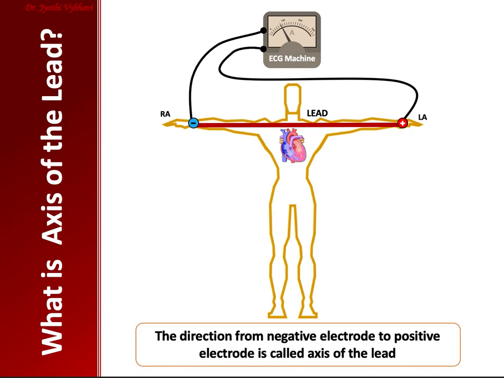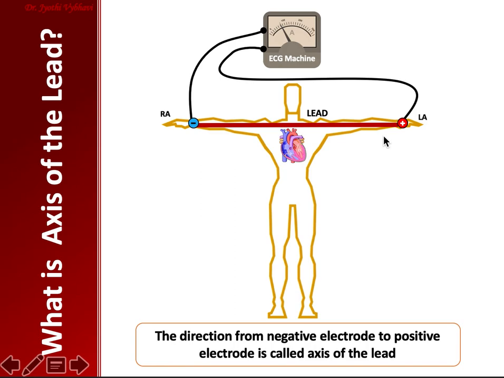So what is the axis of the ECG lead? Axis of the ECG lead is nothing but an imaginary line. There is no line here. We have just put the electrodes connected to the ECG machine via wires. But this line, what we are seeing here, is an imaginary line drawn from the negative electrode to the positive electrode. This is called the axis of the lead. That is the direction. We draw this line from the negative electrode to the positive electrode.